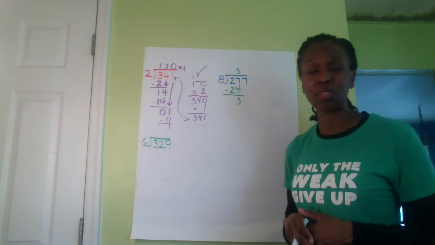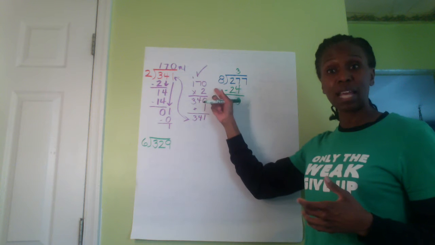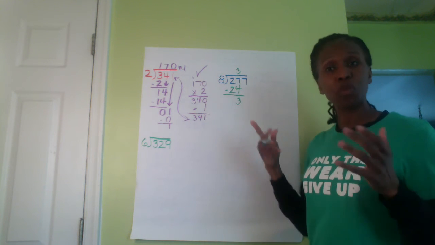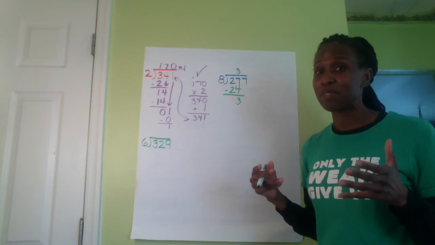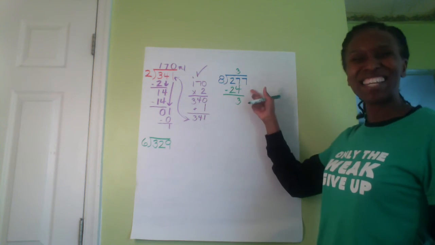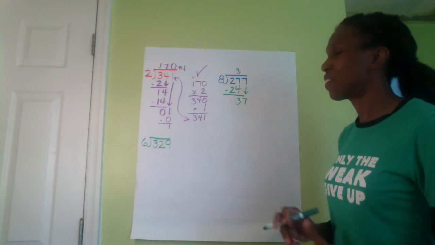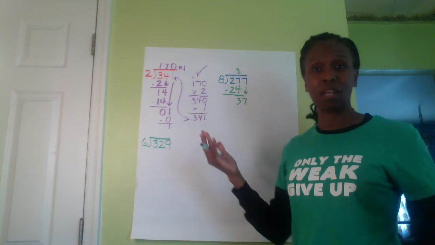All right, so now that I've subtracted, now it's time for me to compare. Is 3 less than 8? Yeah, sure is. All right, so we picked the right number. So the next step after compare is to bring it down. All right, and the next digit in our dividend is 7. Okay, and now we're going to repeat all over again.